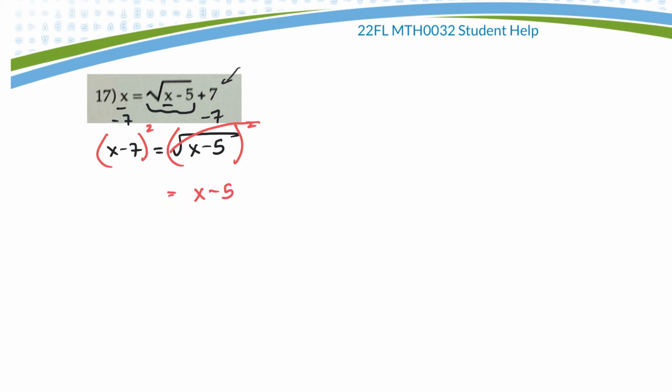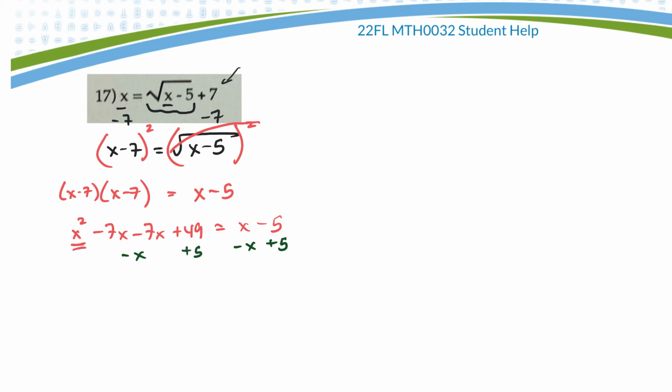And then on this side, I have x minus 7 squared, but I have to remember that that's a binomial, so I have to write two of them out and then FOIL that. So it'll be x squared minus 7x minus 7x plus 49 equals x minus 5. Since it's a quadratic, I want to make it equal to 0. So I'm going to move all this stuff from the right-hand side. I'll subtract x, add 5, move the stuff from the right side to the left side so that it's equal to 0.